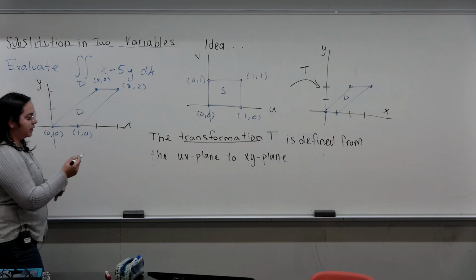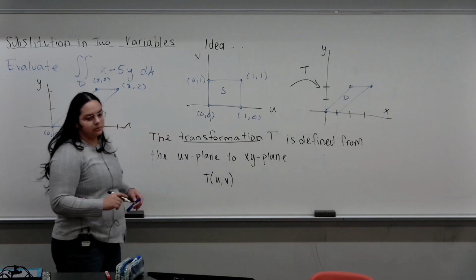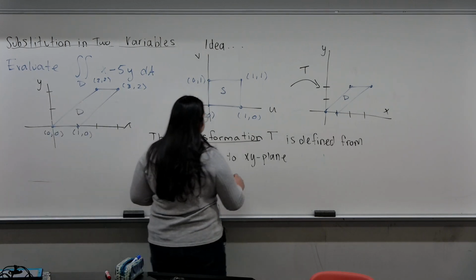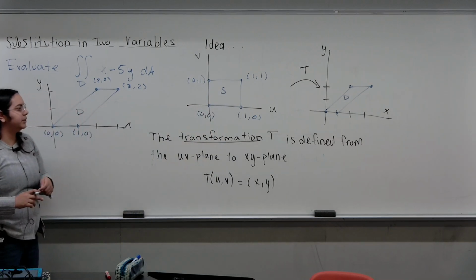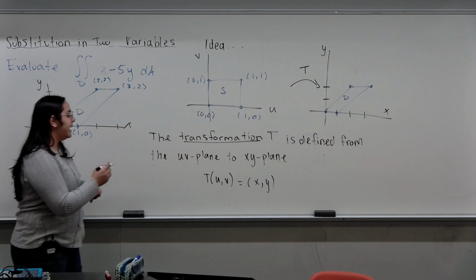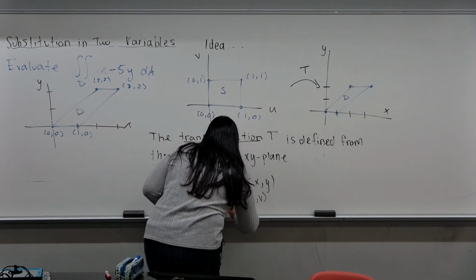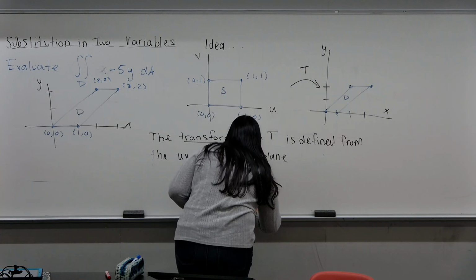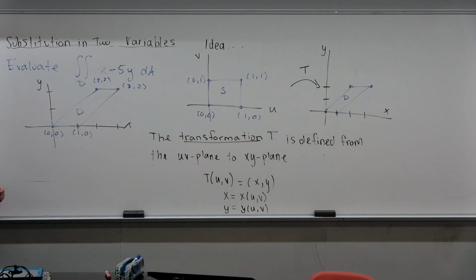So oftentimes the transformation T has inputs u and v, which output your x and y coordinates, right? The inputs are your domain, outputs come from your xy plane, your codomain. And so generally speaking, x is given to us as a function of u and v, and whatever you get for the y coordinate is given to us as a function of u and v. So we often write x as a function x of (u,v), and y is a function of (u,v) as well.